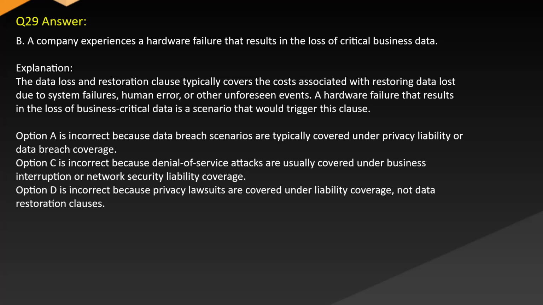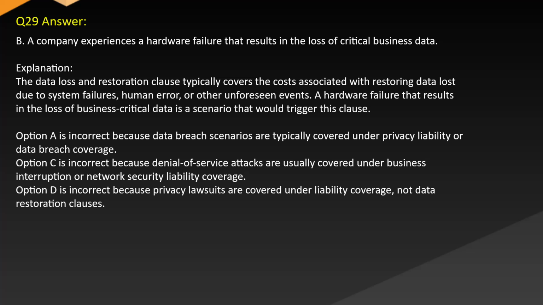Answer: B. A company experiences a hardware failure that results in the loss of critical business data. Explanation: The data loss and restoration clause typically covers the costs associated with restoring data lost due to system failures, human error, or other unforeseen events. A hardware failure that results in the loss of business-critical data is a scenario that would trigger this clause.